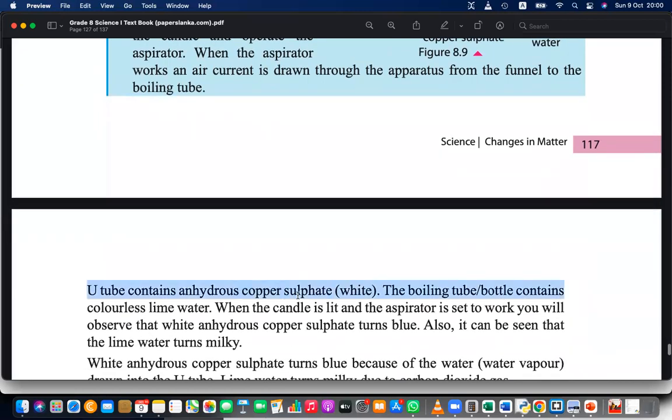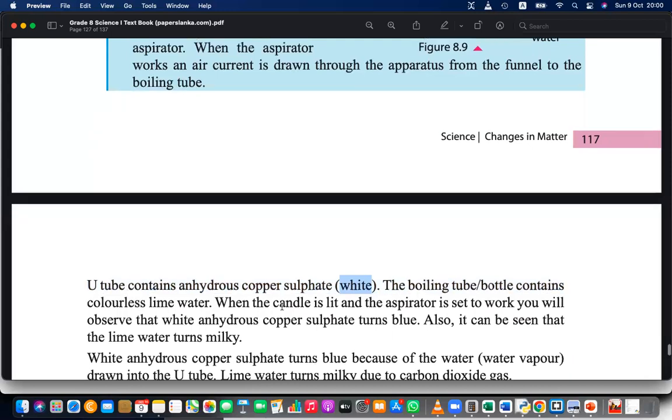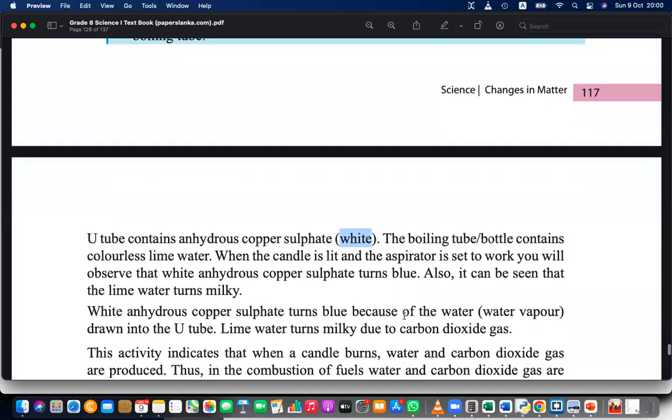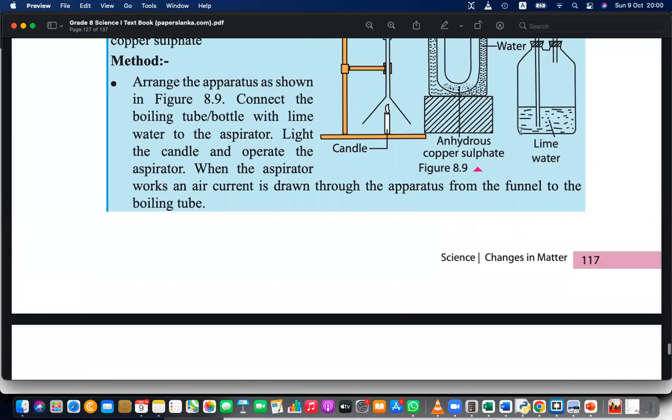Anhydrous copper sulfate is basically white in color. When you burn it, right, it will slowly convert to blue color because of the water vapor. And the next thing is, this lime water will become white.